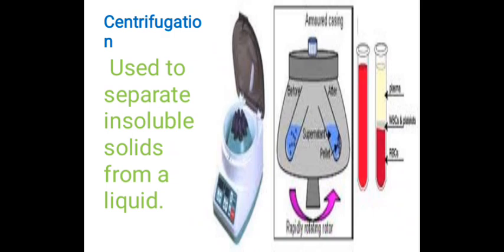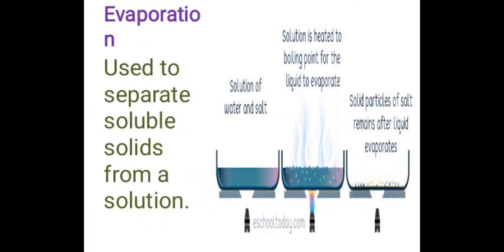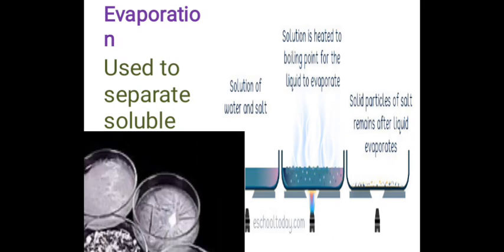You can see blood plasma and the blood cells; when it is put in this spinner, they will be separated at the bottom of the test tube. Evaporation is used to separate a soluble solid from a solution. You can see the setup. Solution of water and salt. The solution is heated to boiling point for the liquid to evaporate. Solid particles of salt remain after the evaporation.